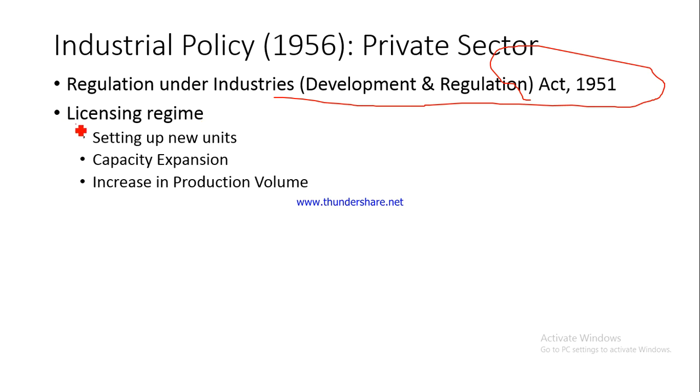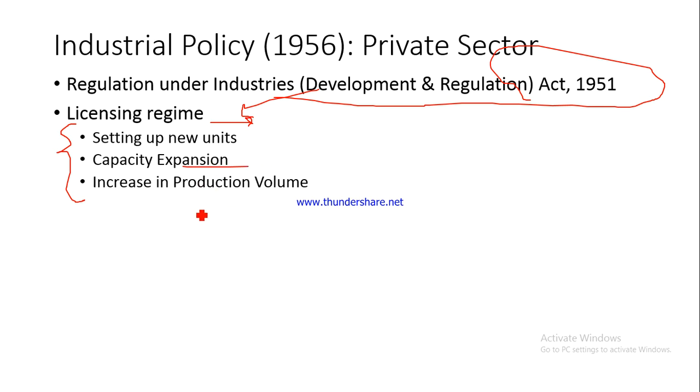The licensing regime was also there as far as the provisions of Industrial Policy 1956 is concerned. The licensing regime was there for setting up new units, and this basically came from this particular act only. If a private sector enterprise wanted to set up a new unit or expand their capacity, for example, up till now they are producing only 1 crore matchboxes and they want to further increase it to 2 crore, or 1 crore toothpaste and they want to increase it to 2 crore, this was an example of capacity expansion, and for that licensing was required.